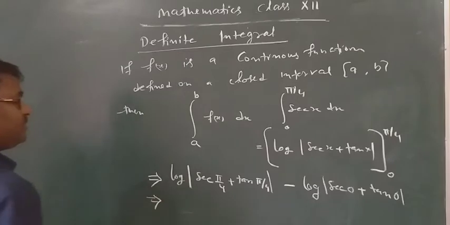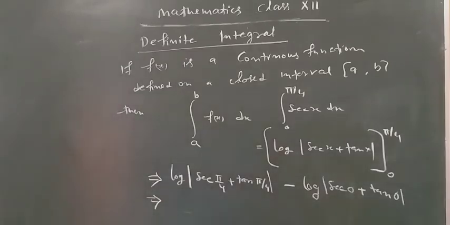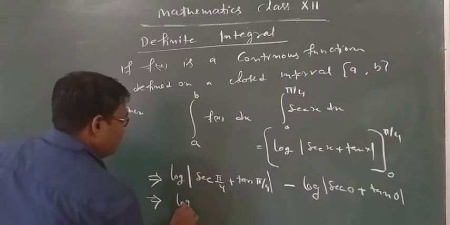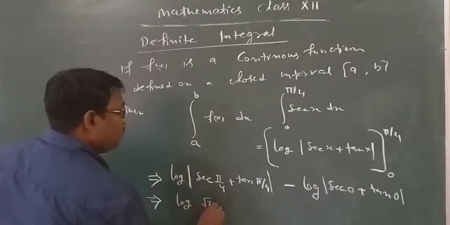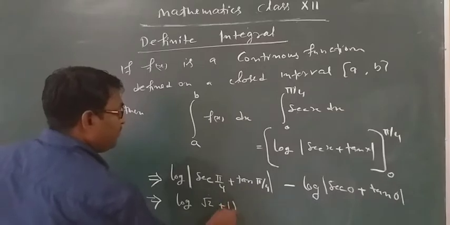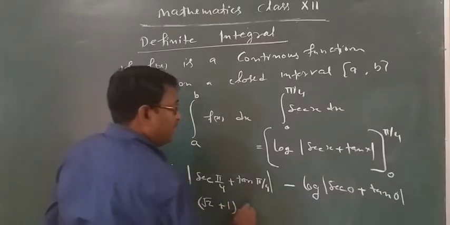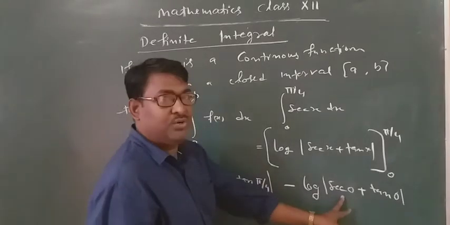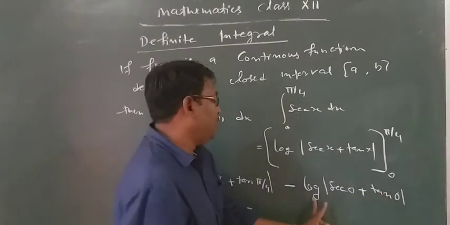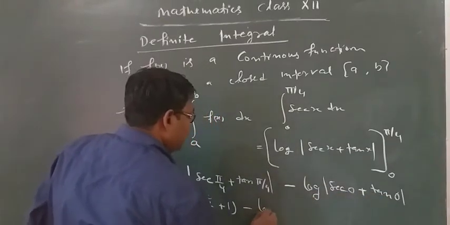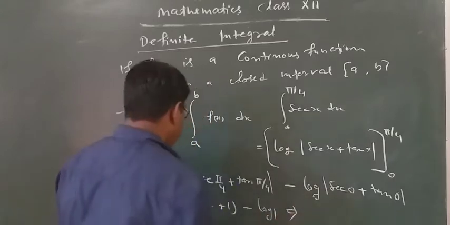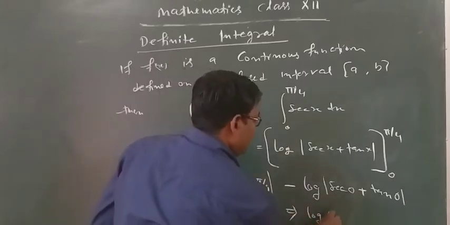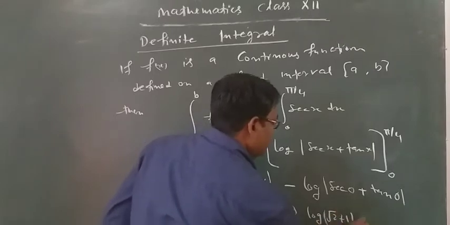What is the value of sec pi by 4? Tell me. Sec pi by 4 is under root 2. So log of, this value is under root 2, plus this value is 1, since tan pi by 4 is 1. Under root 2 minus sec 0, which is 1, since sec 0 is 1 and tan 0 is 0. So log 1, and log 1 will become 0. This implies log of (under root 2 plus 1) minus 0.